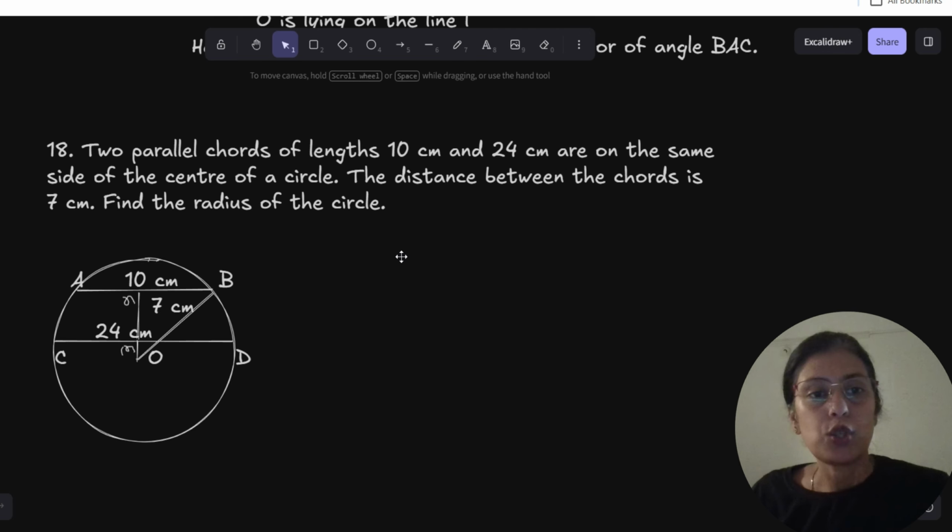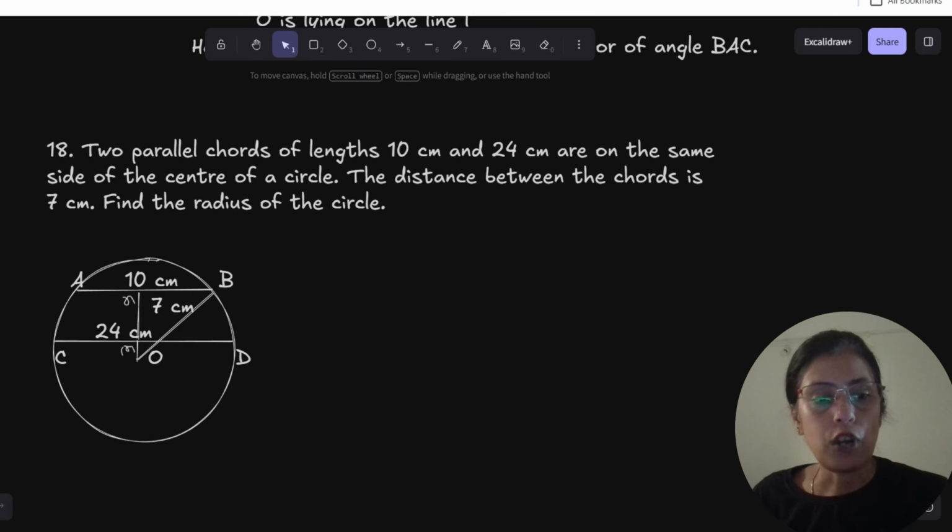Okay, so question number 18 is: two parallel chords of lengths 10 centimeter and 24 centimeter are on the same side of the center of a circle. The distance between the chords is 7 centimeter. Find the radius of the circle.